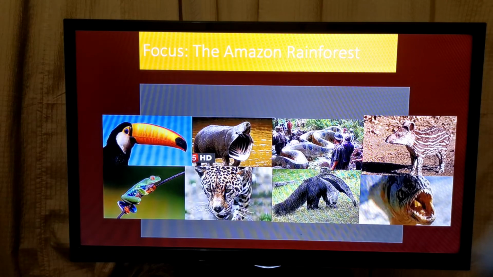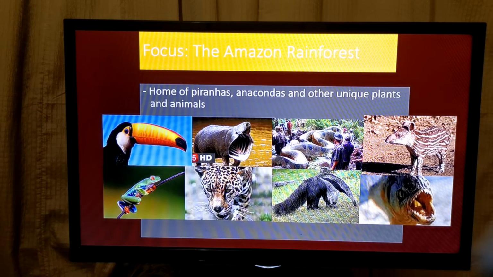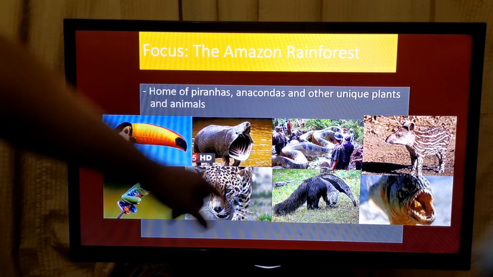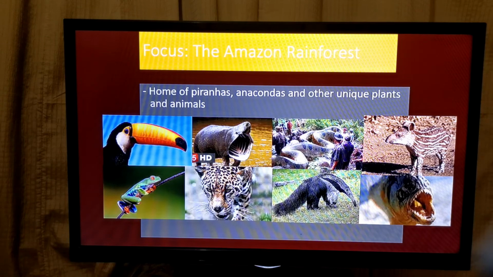And it's also the home of several weird or unique animals, piranhas, anacondas, and other unique plants and animals, birds, insects. You see these kinds of animals? Wow, look at the snake. Woo! It can swallow how many human beings? That is an anaconda, and it's for real. That's not a movie. That's for real. There are snakes that big in that very big river.